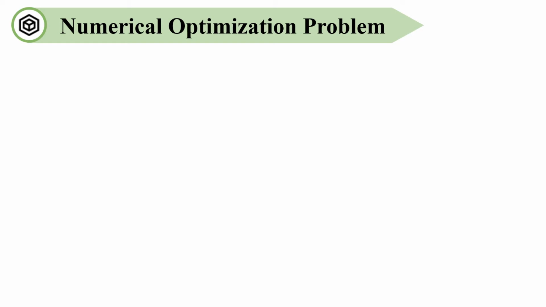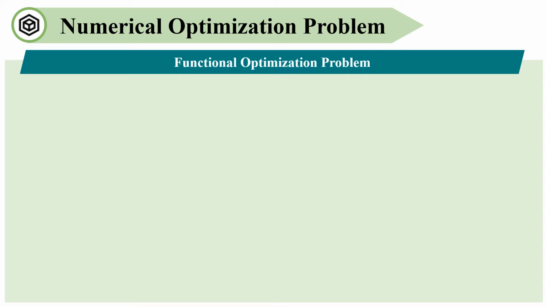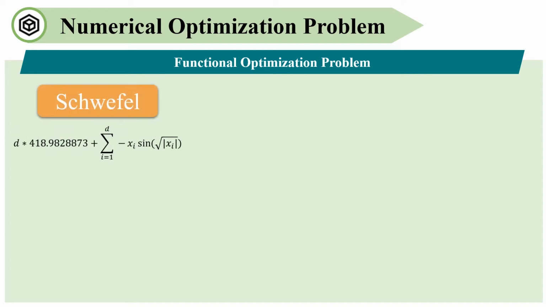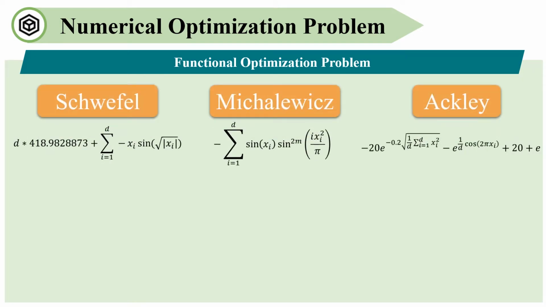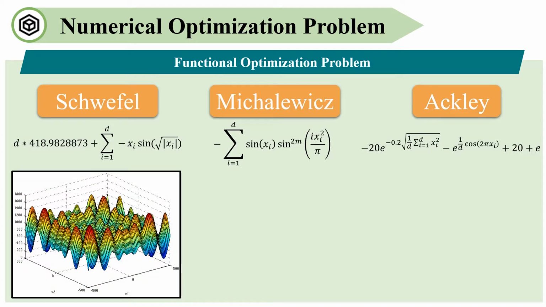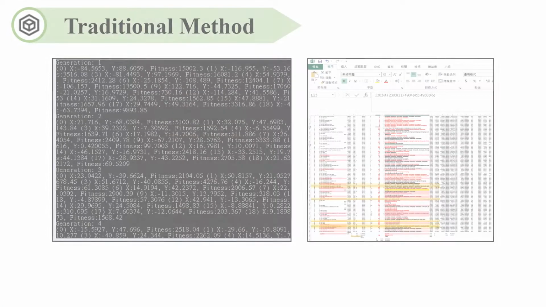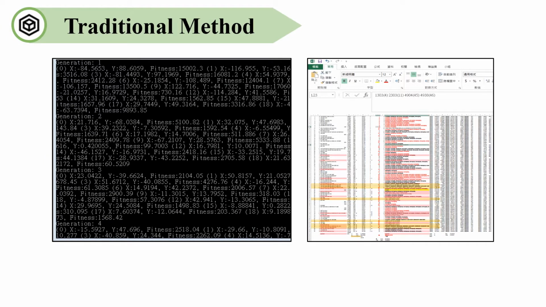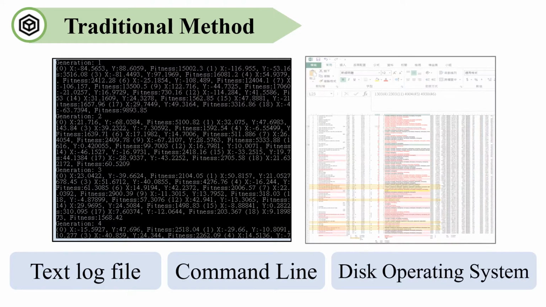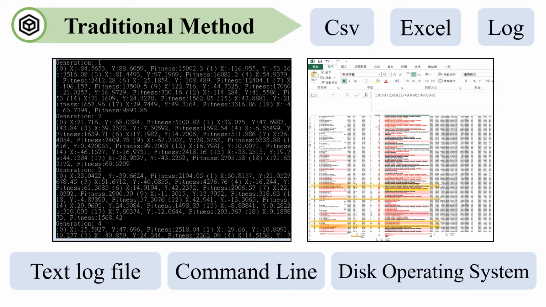To test the effect of the algorithm, one of the numerical optimization problems is functional optimization. The researchers experiment on these complicated functions, such as Schwefel, Michalewicz, and Ackley, to find a minima or maxima value. However, it is so hard to imagine what the function looks like just by looking at the equation. The researchers used to observe and analyze the algorithm's solving process by text log file, command line, DOS, and Excel to display or output the results.